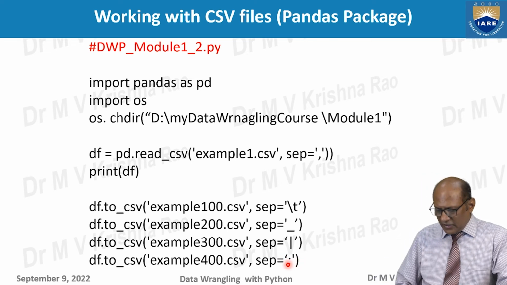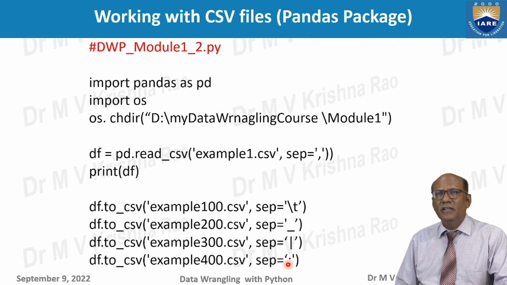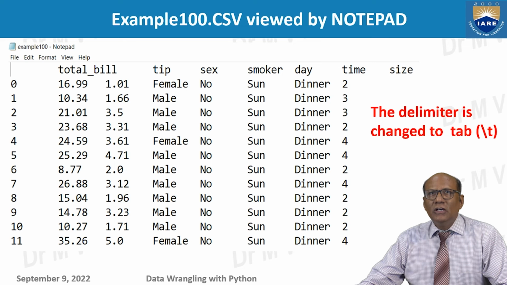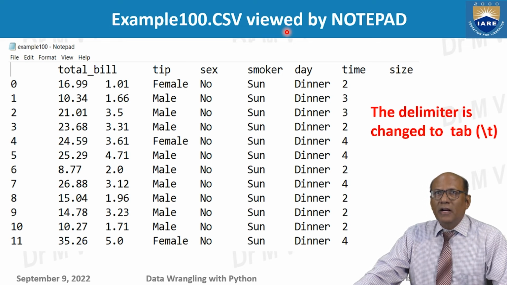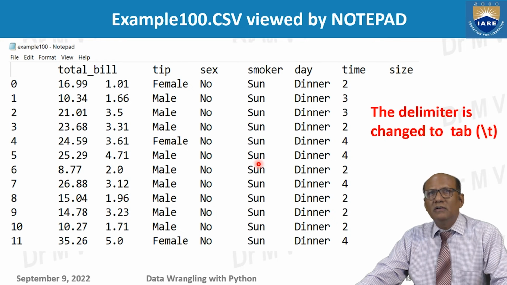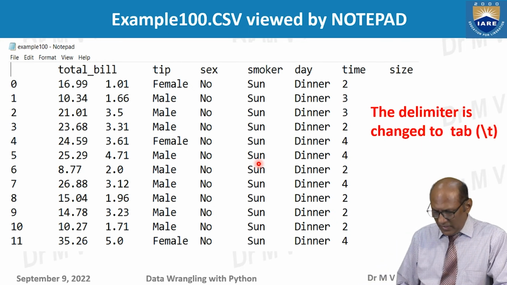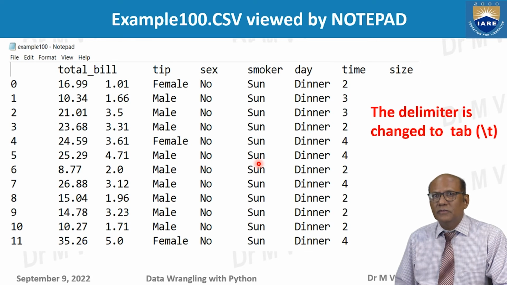So I have generated them. Let us see what is there. I have opened the example 100 CSV file using Notepad. This first file used a delimiter of tab. When I open it in Notepad, I see a tab distance between each field of one record. This is well formatted, excellent, and very human readable, very nice. This is a very good feature in Pandas CSV writing.